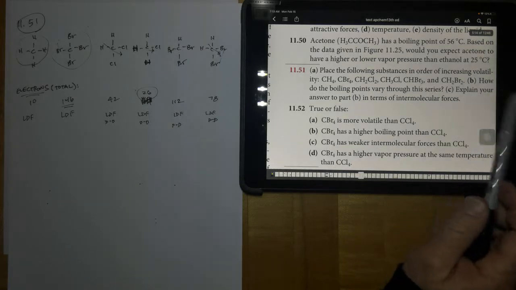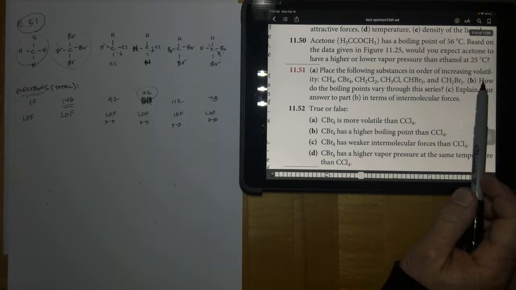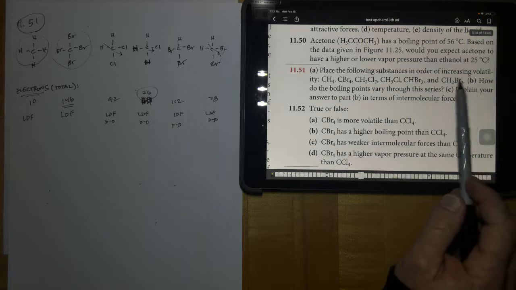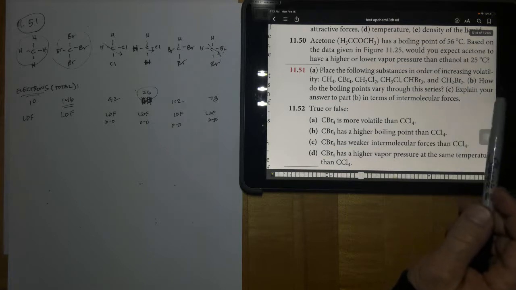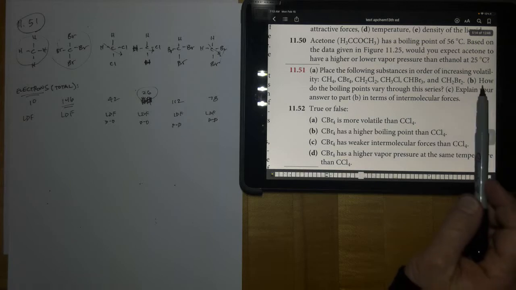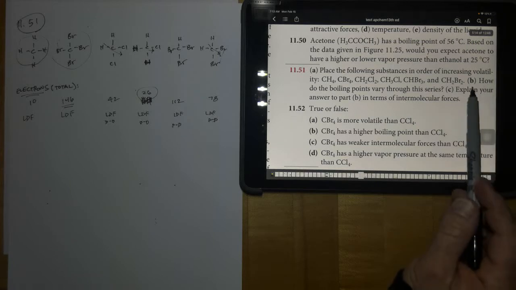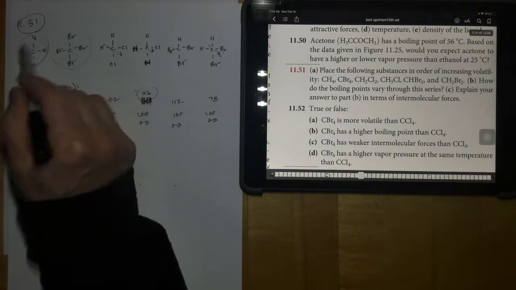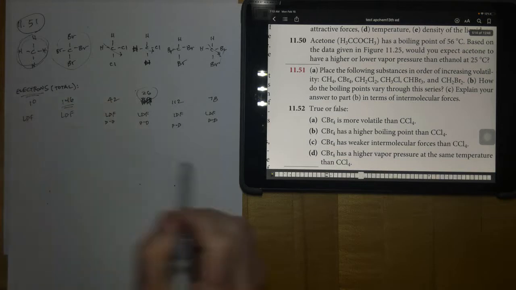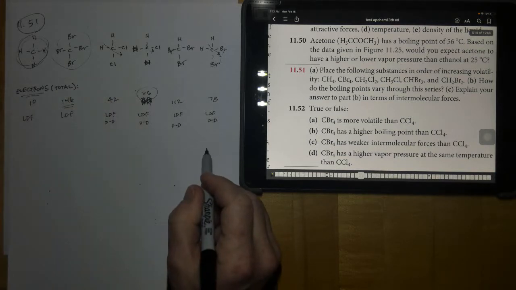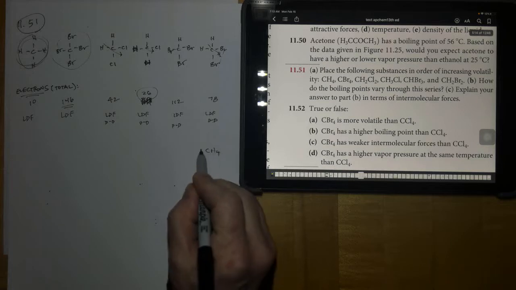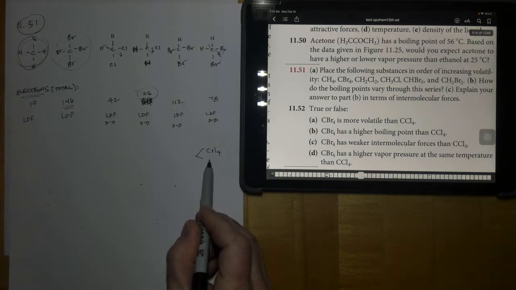So for increasing volatility, our most volatile species would be the one that changes from liquid to gas the fastest, and that would be the one with the weakest intermolecular forces. And so our weakest intermolecular force would be this guy right here, because it has hardly any electrons and only a few London dispersion forces. And so we'll put that way over here, and we'll say that would definitely have the greatest volatility.